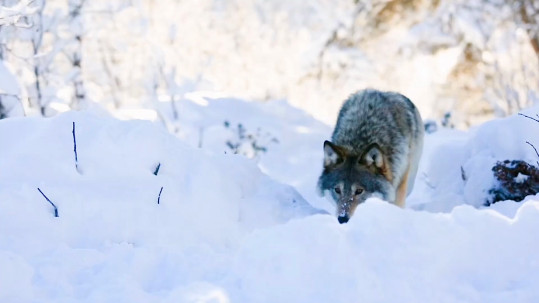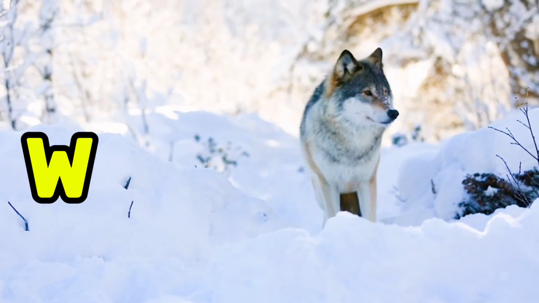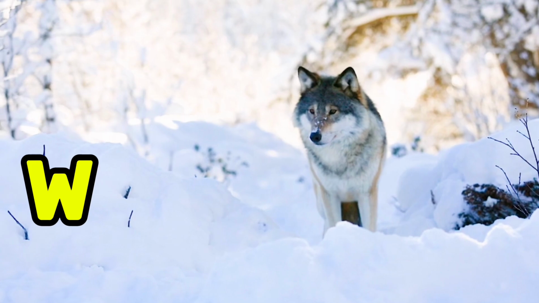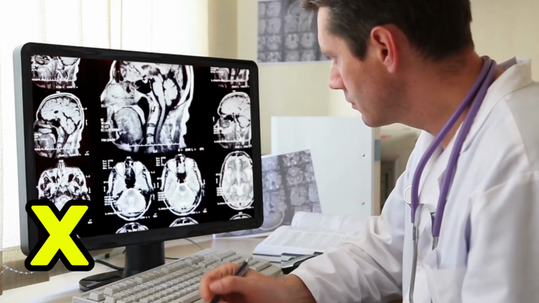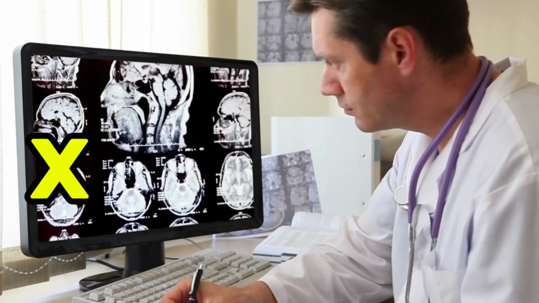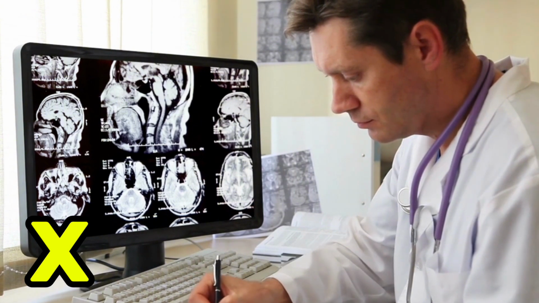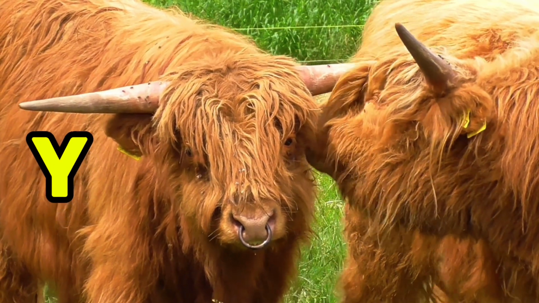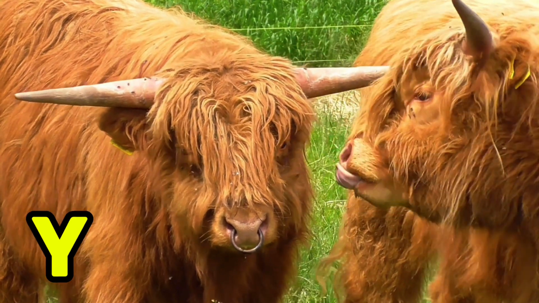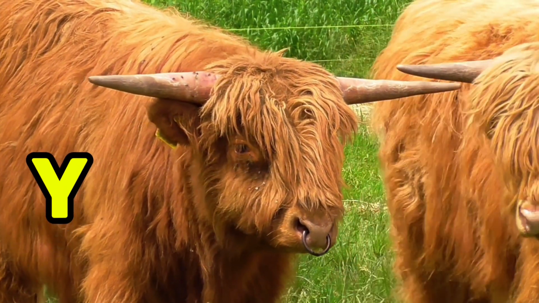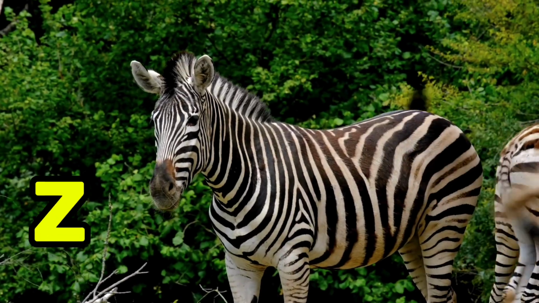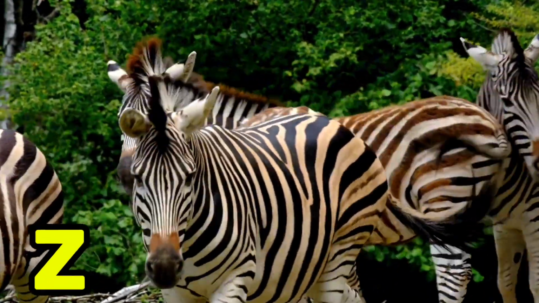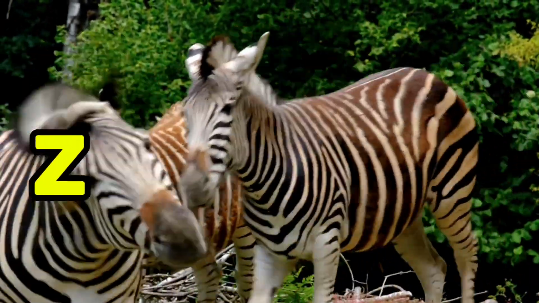Violin. W for wall, wall. X for x-ray, x-ray. Y for york. Z for zebra, zebra.